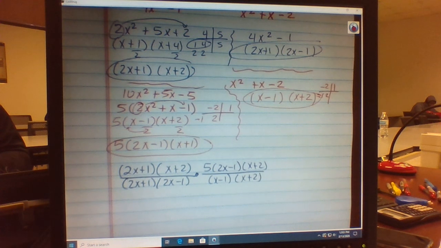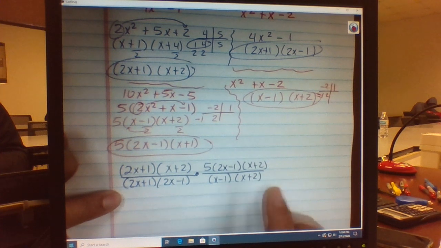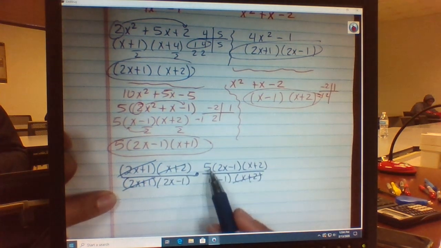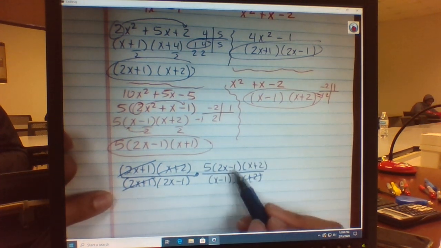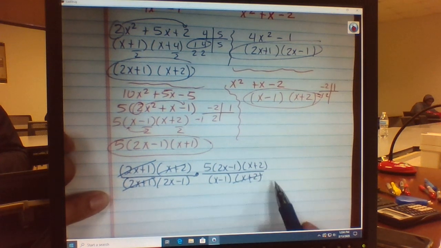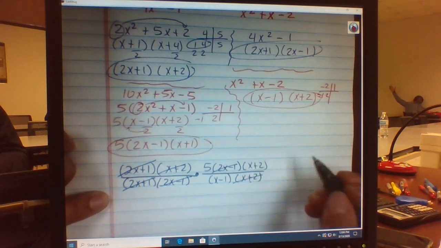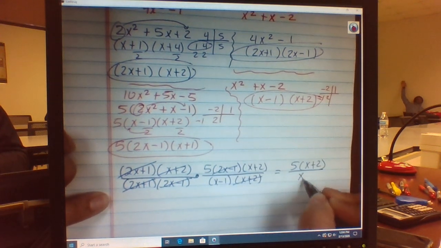So let's start to see. I have a 2x plus 1. Do I have a 2x plus 1 in the bottom? Directly right underneath. I have an x plus 2. Is there an x plus 2 on the bottom? Yep, right there. I have a 5 on top. Is there a 5 on the bottom? Nope. I have a 2x minus 1. Is there a 2x minus 1? Yes. I have another x plus 2 on top. Is there an x plus 2 on the bottom? So your final answer would be this, because this is what did not get canceled.